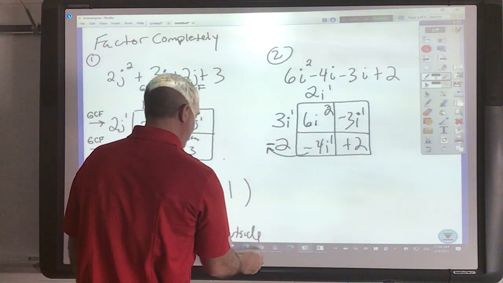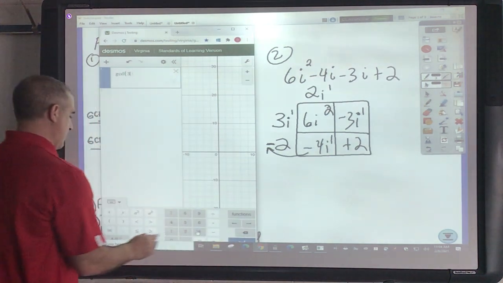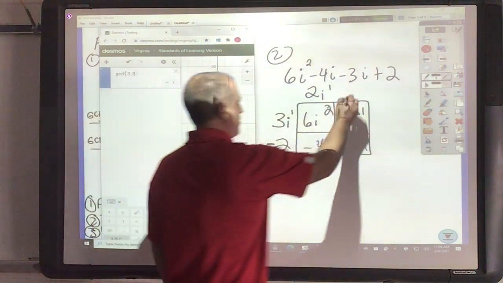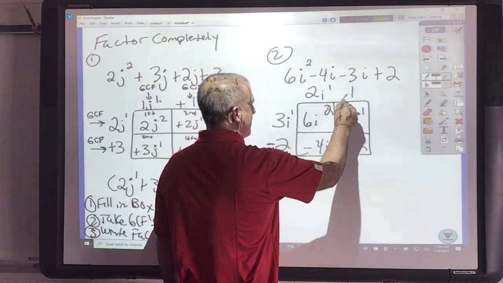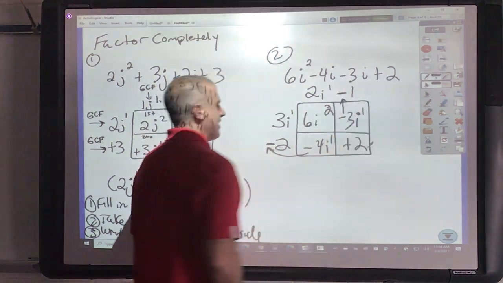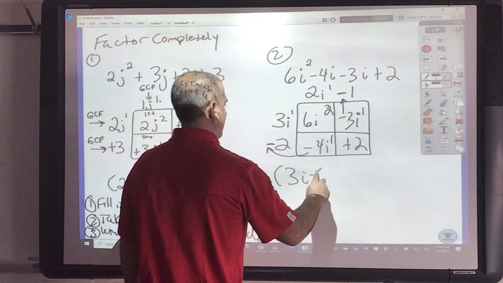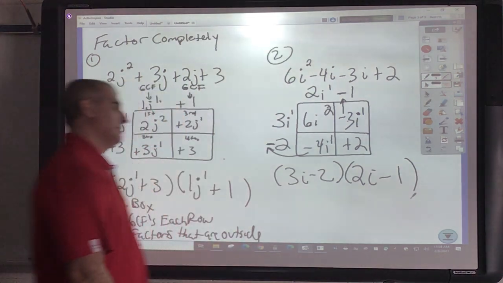Now, I got 3, and I got 2. That is going to be 1. Now, once again, because there is a negative that borders that box, that's got to be a negative, okay? I first, no i, that's what I'd have there, okay? All right, so I got my factors of 3i minus 2, 2i minus 1, okay?